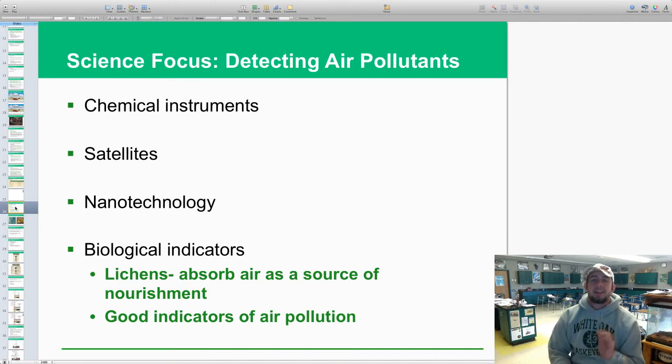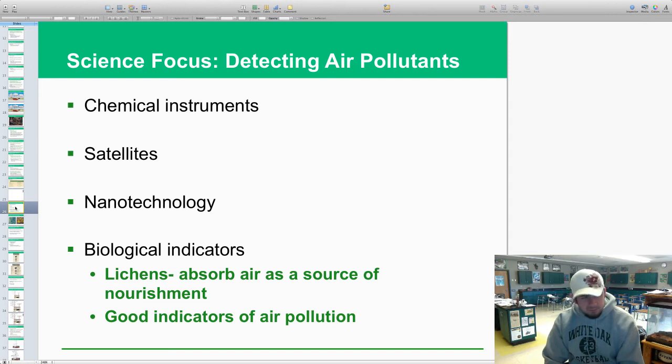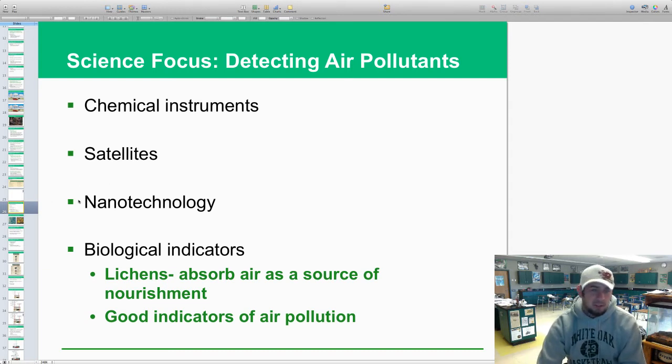All right, so let's take a look at detecting air pollutants. How do scientists actually detect these? Well, they can use chemical instruments to actually detect the particles and the makeup of the atmosphere at that specific time, at that specific elevation. Also, we can use satellite imagery like you saw in our beginning, our Asian brown cloud satellite image. You can see where air masses are, how clear or thick or dirty they are. You can also use nanotechnology to detect air pollutants to get more of the fine particulate matter. And also we can use biological indicators, which are lichens.